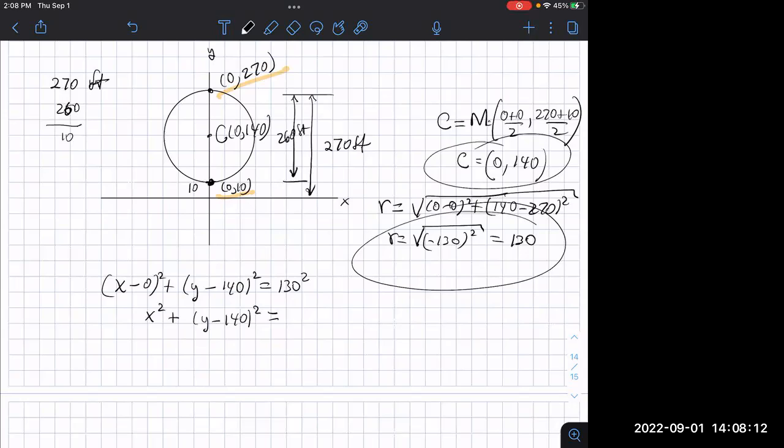Do we have to do the square root of 130 or no? If you are doing this, it'd be 16,900. Are you sure? Because 13 times 13 is 169, and then there are two 0s, so 16,900. Okay, thank you.